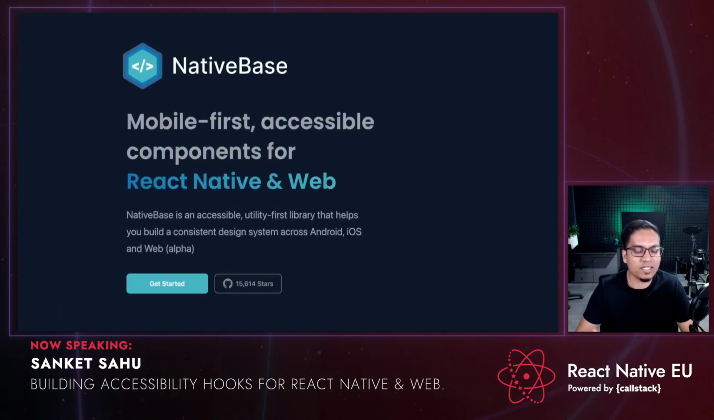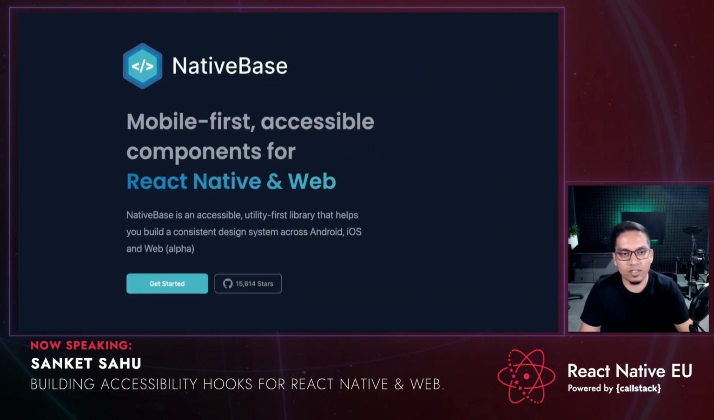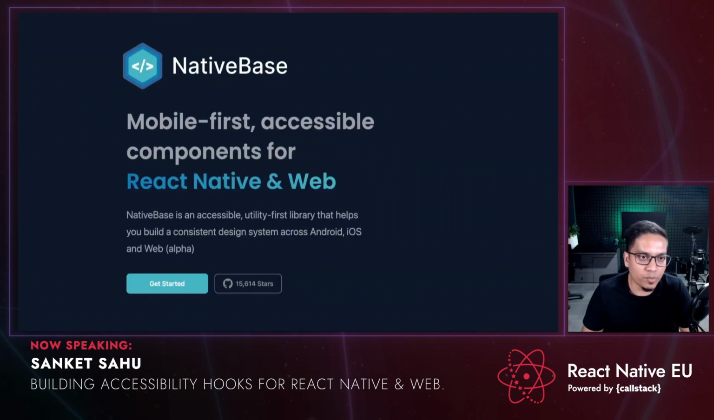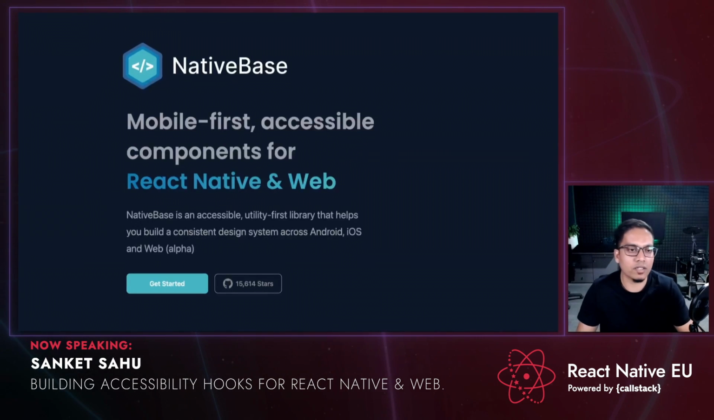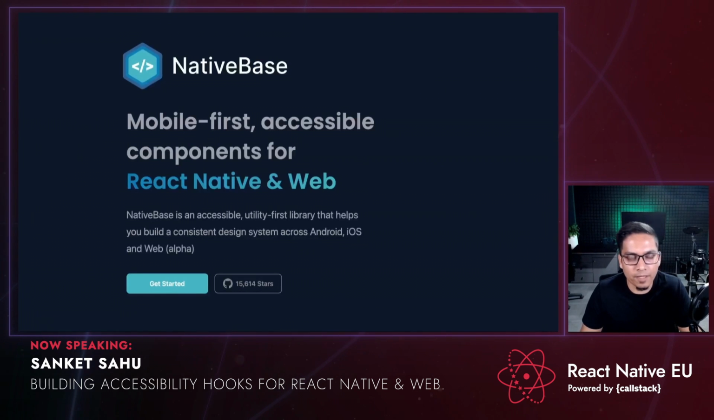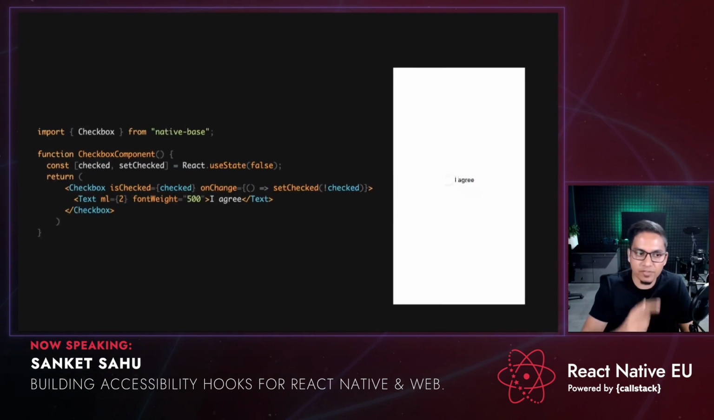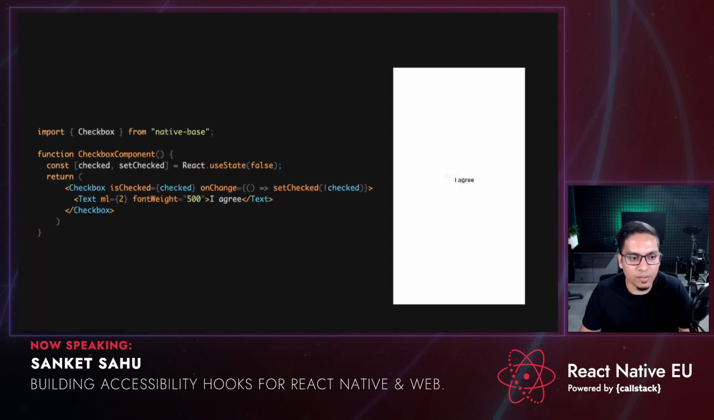NativeBase essentially is mobile first accessible components for React Native and web. This is based on utility first principles, and React Native Aria is used here with many components of NativeBase to make it accessible and also to make it work on all the platforms. NativeBase components work on iOS, Android, and web, and they also behave natively, like with tabs, with hover, and a lot of platform level things. The checkbox example that we had in the earlier slides is actually available in NativeBase, and we can go ahead and use it.